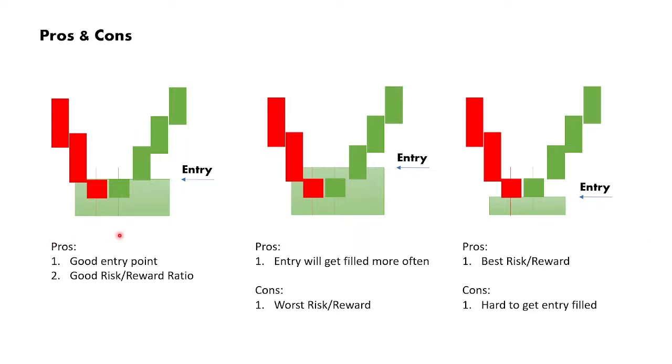The first one, we have a good entry point and good risk reward. And comparing the first one to the third one, we can realize that the risk reward of the third one is way bigger than the other one. But it's really difficult to enter right here.